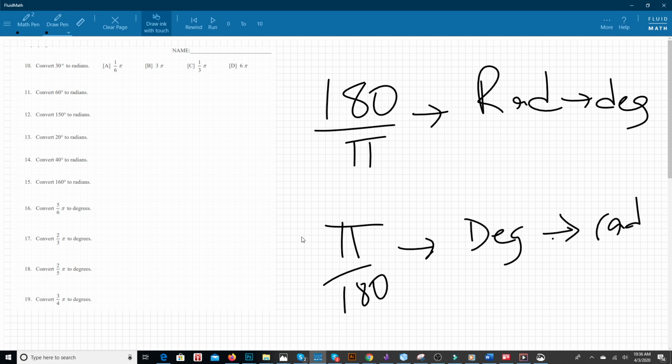And we'll get there, right? So with that in mind, let me do 10, and then I'm gonna give you guys time to do 11 and 12, and then we'll go over that. All right. So 10, it says convert 30 degrees to radians. I'm going to use the second equation, right?